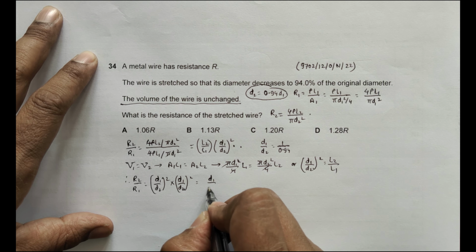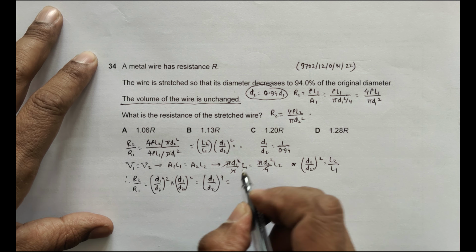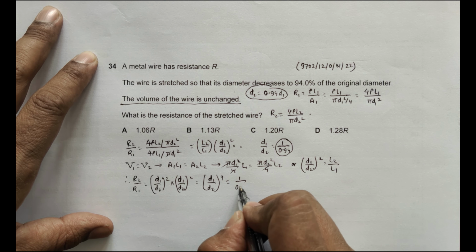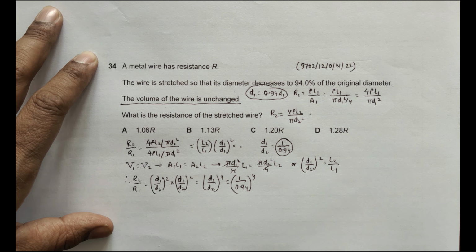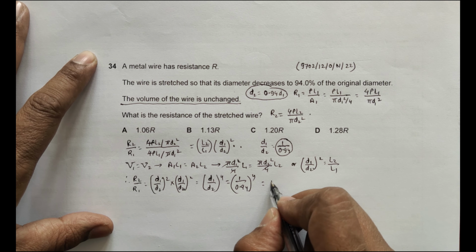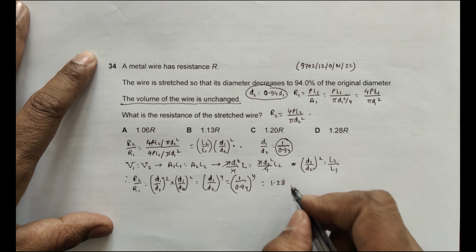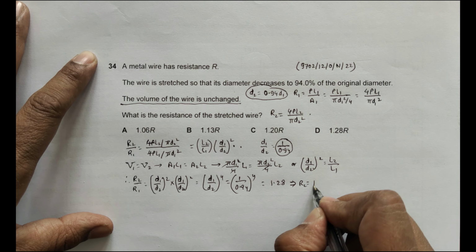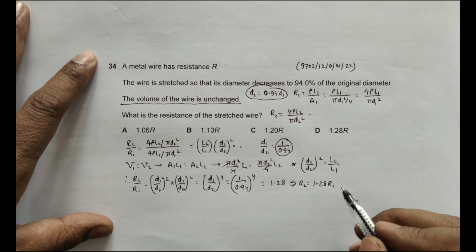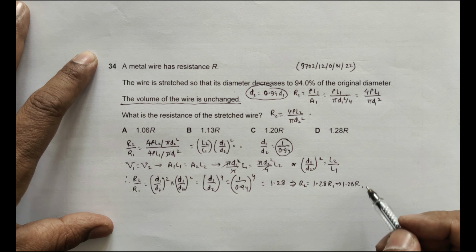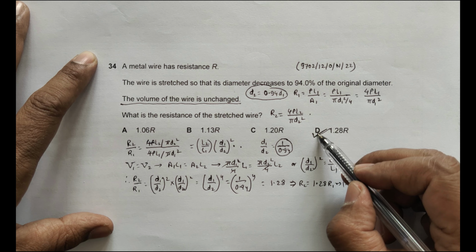So it is D1 by D2 whole squared into again D1 by D2 whole squared. That's equal to D1 by D2 to the power 4, which is 1 by 0.94 to the power 4, the reciprocal of 0.94 to the power 4. This is equal to 1.28. So this gives us R2 is equal to 1.28 R1, or simply 1.28 R. So the correct choice should be choice number D for this question. Choice number D.